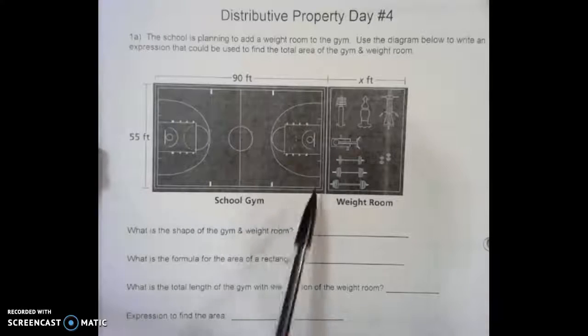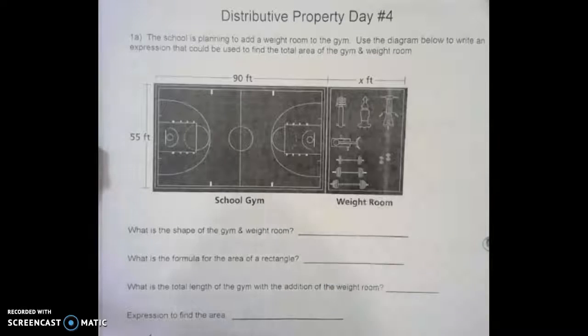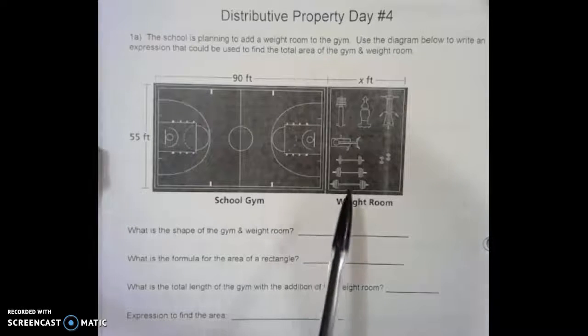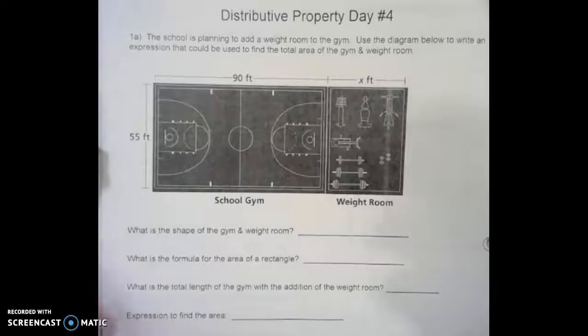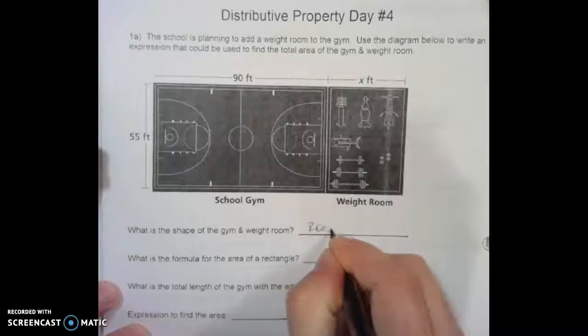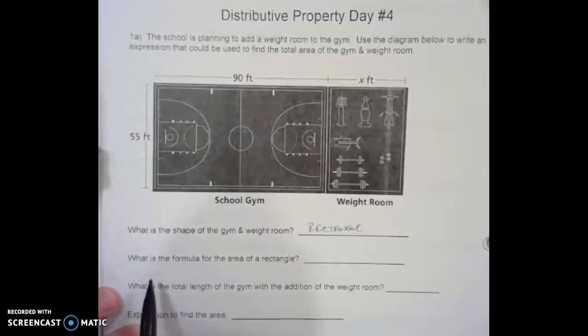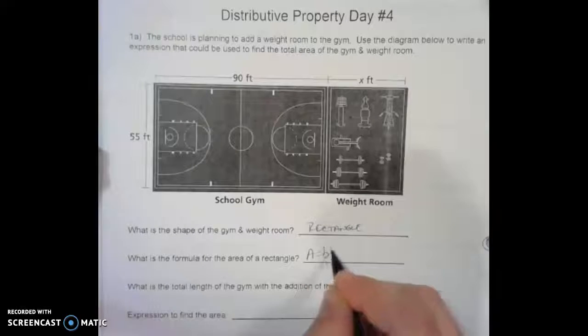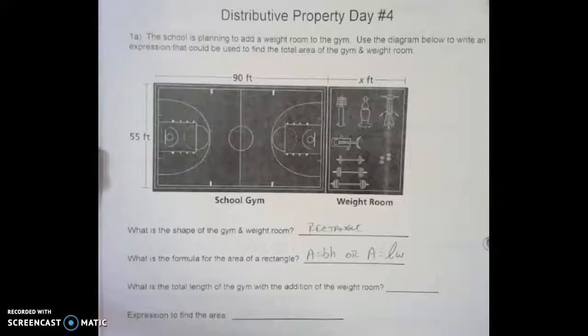This was the original school gym right here, and this is the weight room that they want to add on after the construction. And so we're asked, what is the shape of the gym and the weight room? If I look at this picture, the gym and the weight room all together form this shape, which we know is a rectangle. And they want to know, what is the formula for the area of a rectangle? There are two different formulas that you could use. You could either use area equals base times height, or you could use area equals length times width. Either one will be fine.